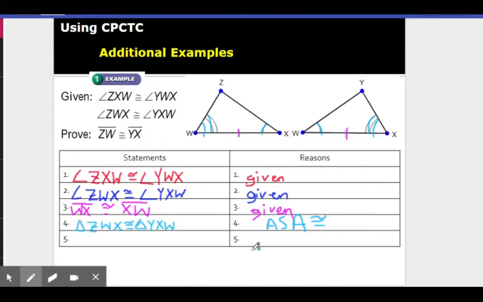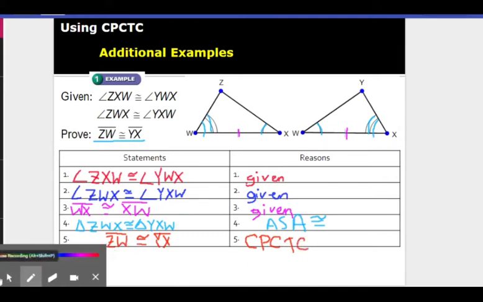Now that we've established that these two triangles are angle, side, angle congruent to each other, we can write down what we're going to prove at the very bottom here and write down that ZW is going to be congruent to YX, and that is based on that acronym, corresponding parts of congruent triangles are congruent. And that kind of wraps up this particular proof.